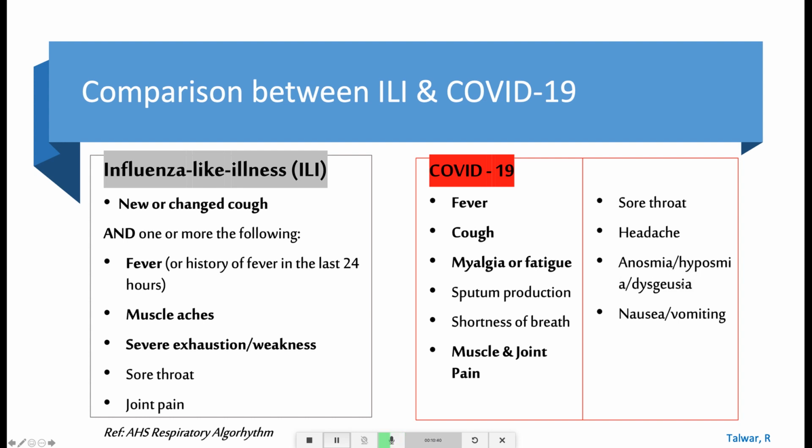Hyposmia is, sorry about the crossover here, decreased ability to smell. Dysgeusia is inability to taste. And then nausea and vomiting, a lower risk, but also present.